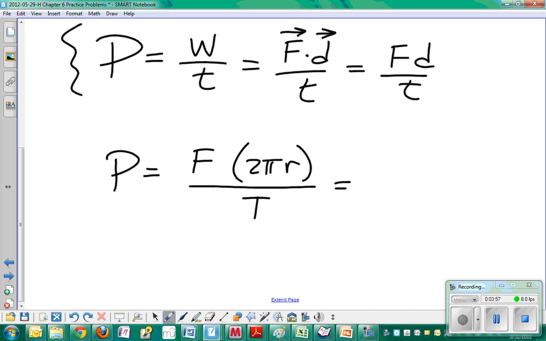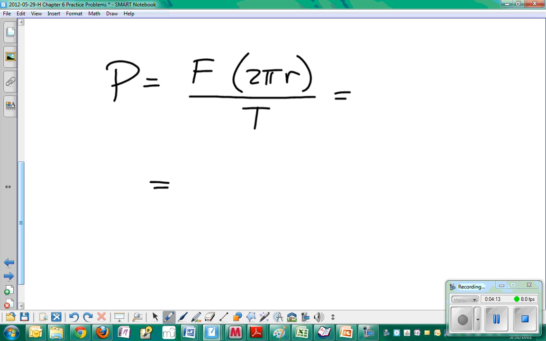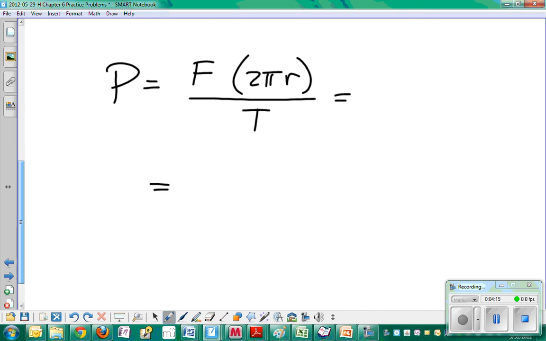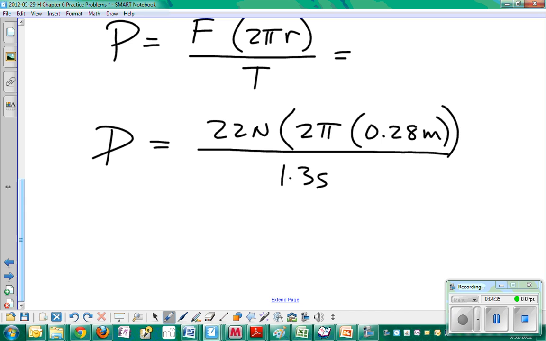You see how this right here would be velocity? This would be the average speed, 2 pi r over T. That's our definition from before of the tangential speed of an object moving in a circle. Now all we have to do is plug in that information. So power: somebody's got a calculator out, work it out for me, right, Matt? Force is 22 newtons times 2 pi times a radius of 0.28 meters, divided by our time, which was 1.3 seconds.